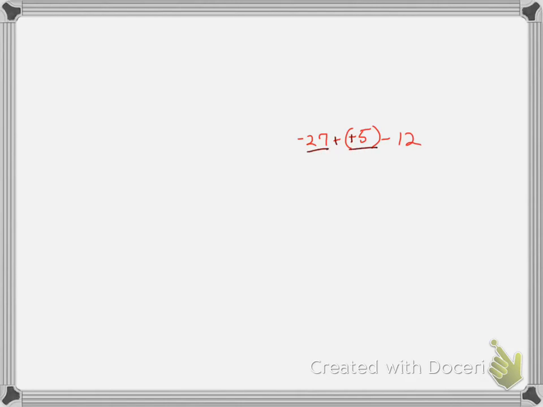But when you're adding different signs, this is a negative, it's a positive, then you actually subtract. So 5 from 7 is 2, and that will give you a negative 22 minus 12. Okay, that's still two negatives, negative 22 minus 12. So we can add those together to give you a negative. 2 and 2 is 4. Negative 34 would be your answer.